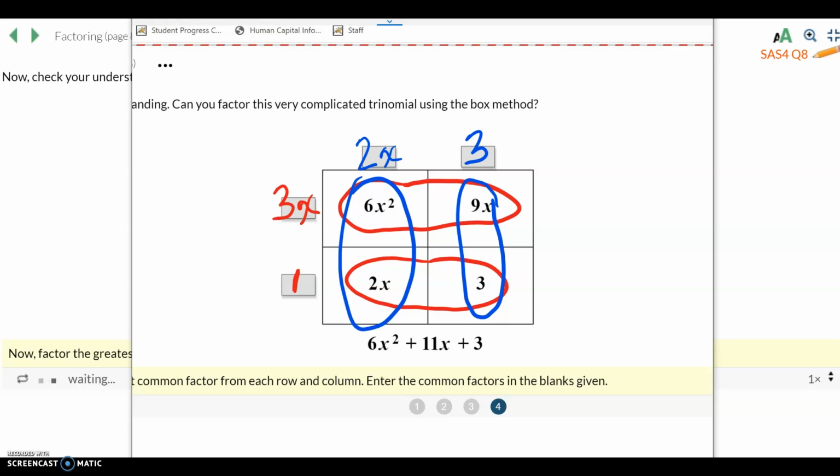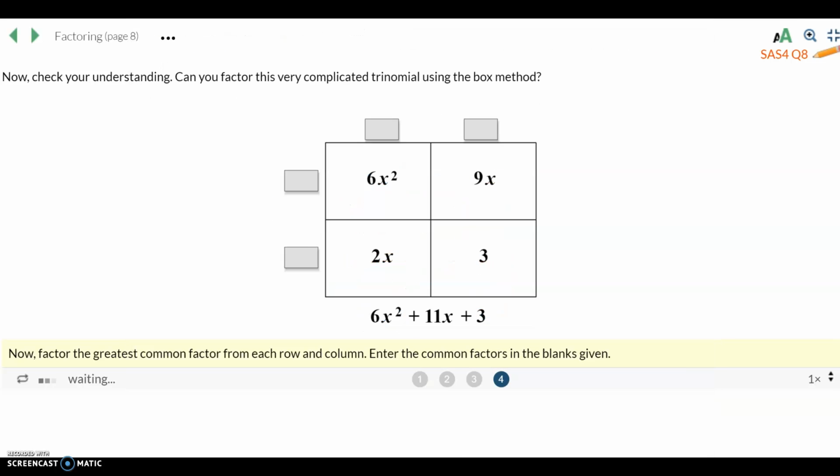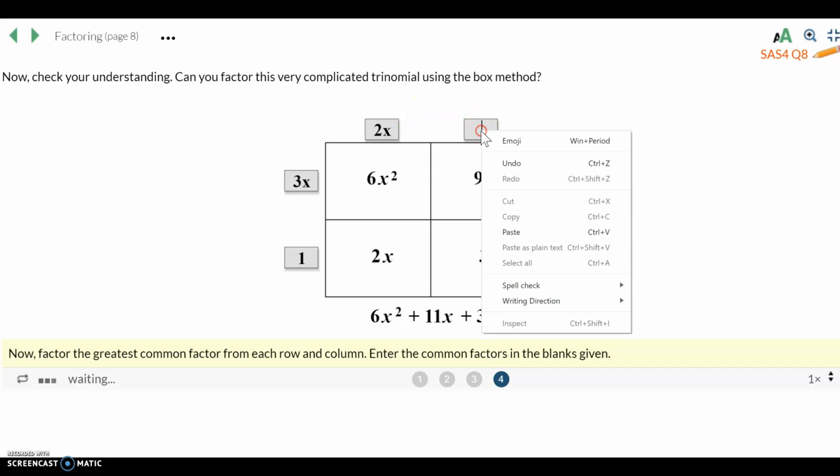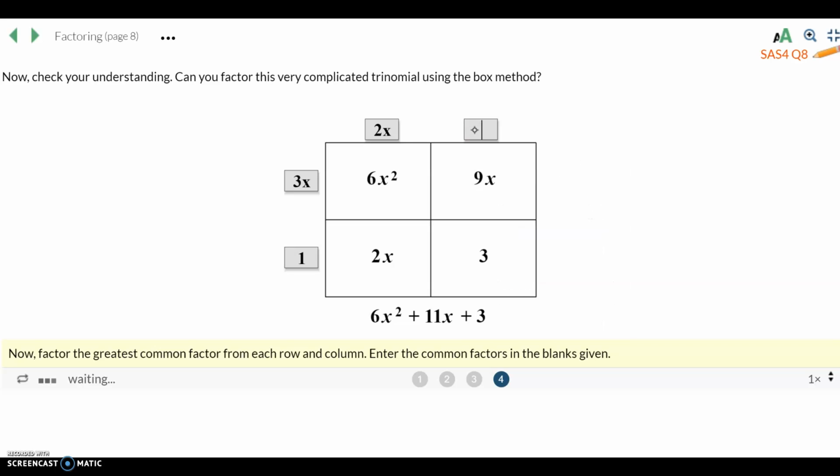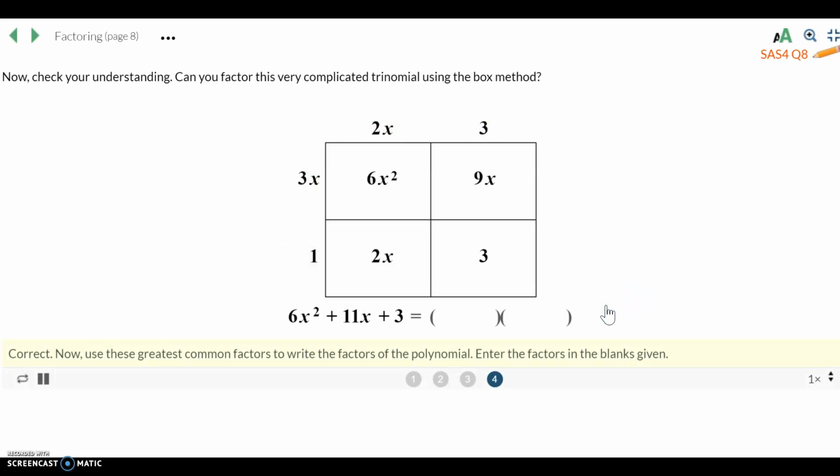So let's go ahead and put that in and see what we said. This was 3x, 1, 2x, and 3. And that is correct. Those are our factors.